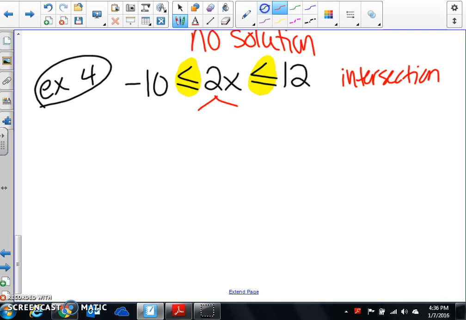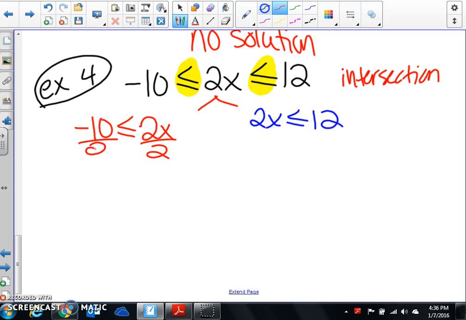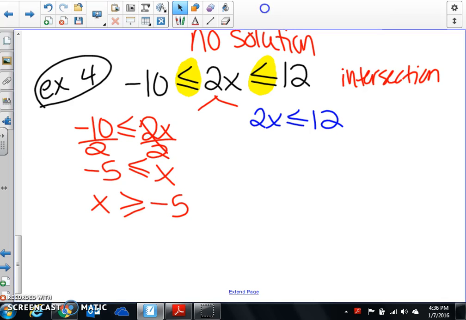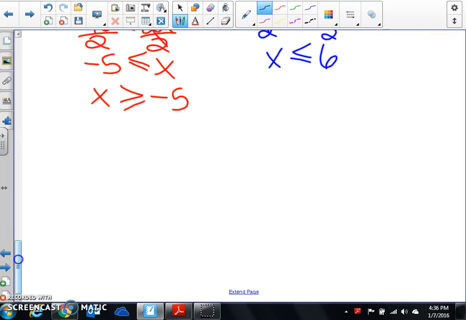So I'm going to go ahead and break them up. This one's negative 10 is less than or equal to 2x. Over here, we've got 2x is less than or equal to 12. Okay, solve them both. Divide by 2, divide by 2. So x, remember, I have to have my x on the left, so x is greater than or equal to negative 5. Over here, divide by 2. All right, so there's my 2 solutions. Let's go ahead and graph them.